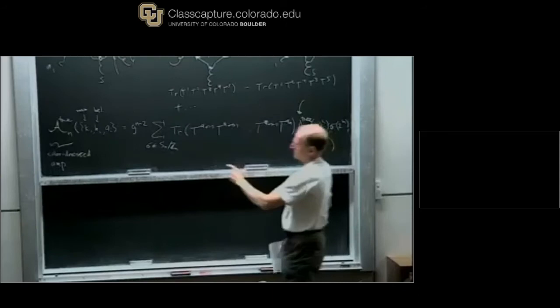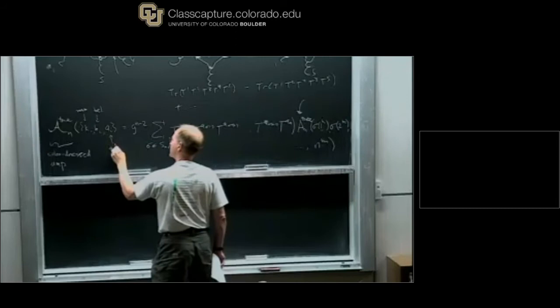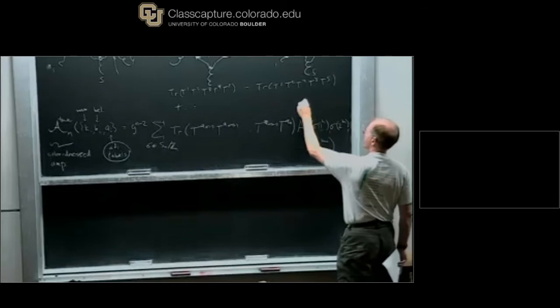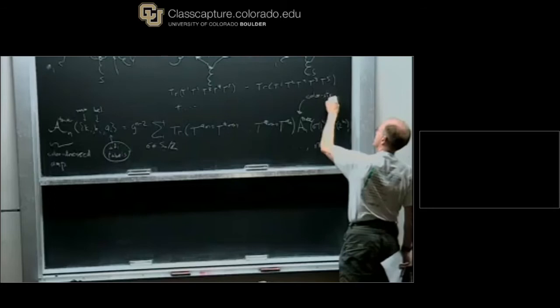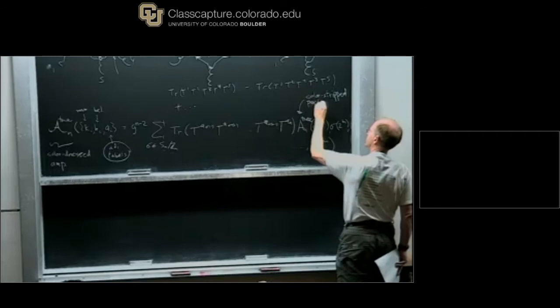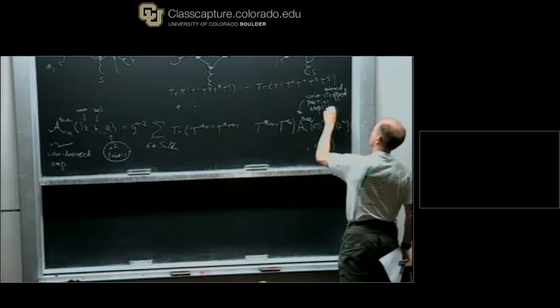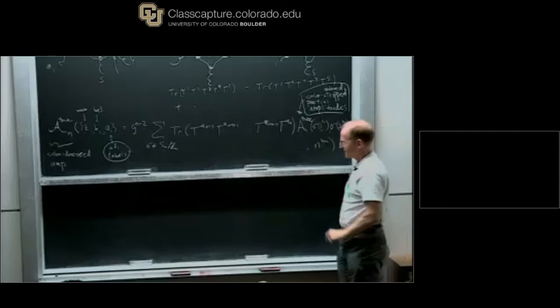OK, so this is the color-dressed amplitude. It has all of the adjoint labels on it, these A_i's. And all the color dependence ends up in these T matrices. So this thing has no color indices on it. So it's sometimes called color stripped amplitudes, or sometimes partial or color ordered, various terminology. So this is just a regular font. This is backslash cal. Okay.